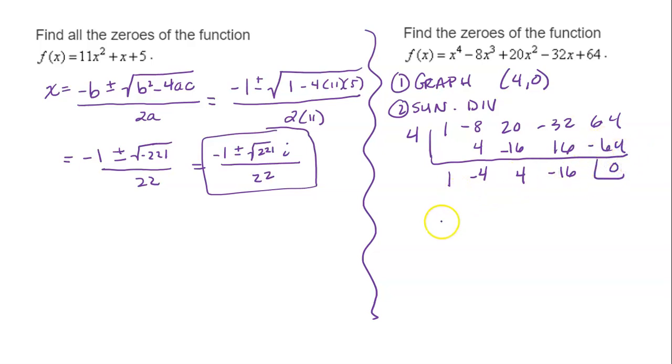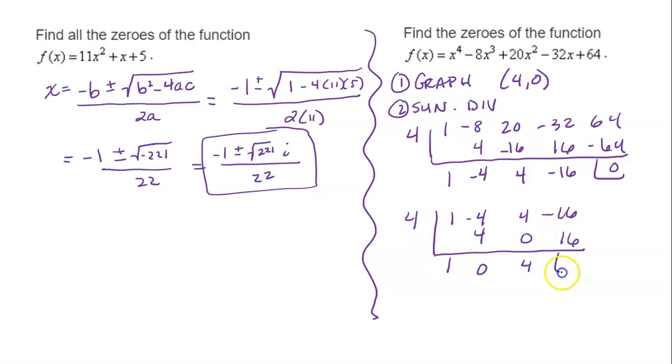So 4 is a factor. Then I'm going to try it again with this. So 1, -4, 4, -16. We drop the 1, we get 4, we get 0. 4 times 0 is 0, that's 4. 4 times 4 is 16.